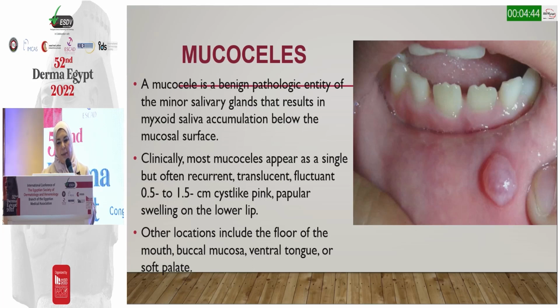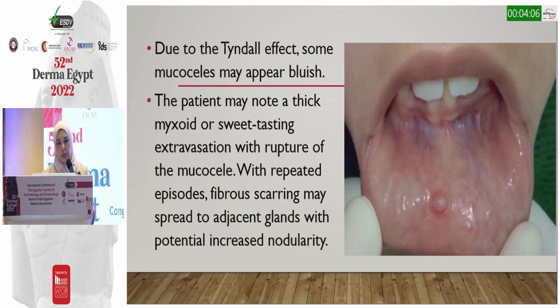Clinically, most mucoceles appear as a single but often recurrent translucent, flaccid, 0.5 to 1.5 centimeter cyst-like pink papular swelling on the lower lip. Other locations include the floor of the mouth, buccal mucosa, ventral tongue, or soft palate. زي ما احنا شايفين السيست هنا of the mucoceles واضح ان ده lips of young child لان الchildren بيبقى دايما عندهم حب السكلينج to their lips فبالتالي بيعملوا engorgement للsalivary glands الموجوده وبالتالي تتحول لcyst بالشكل ده.